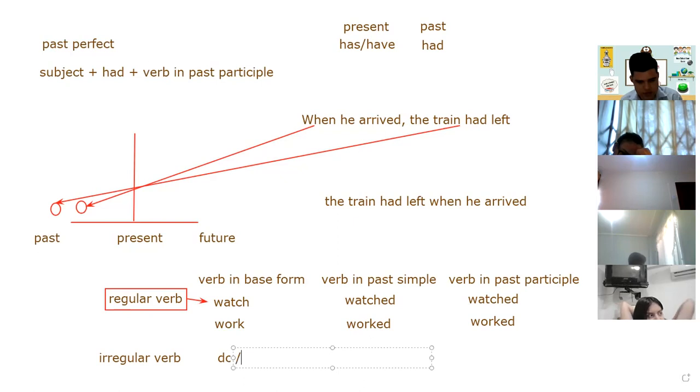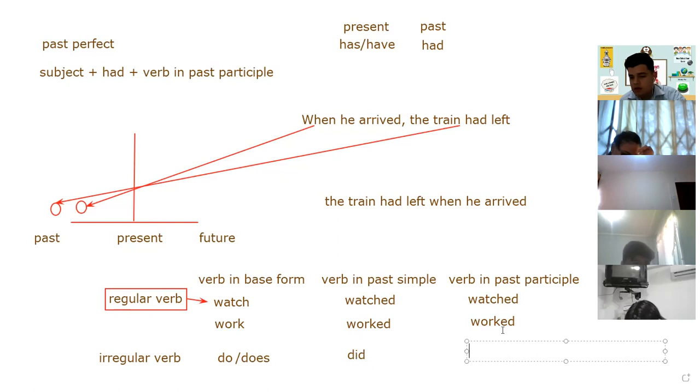Okay, does is for singular. Okay, so sorry. So we have do and does, and then we have did. Okay, did is the past simple, verb in past simple. Okay, but verb in past participle, this verb changes. In what form? Done. Because this is an irregular verb.